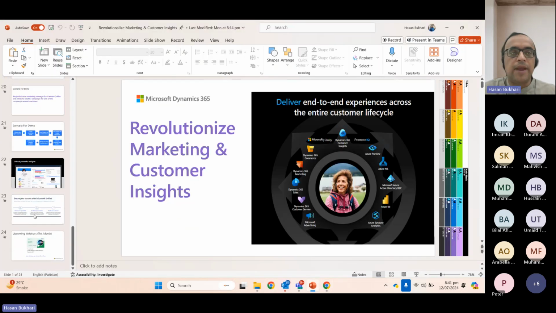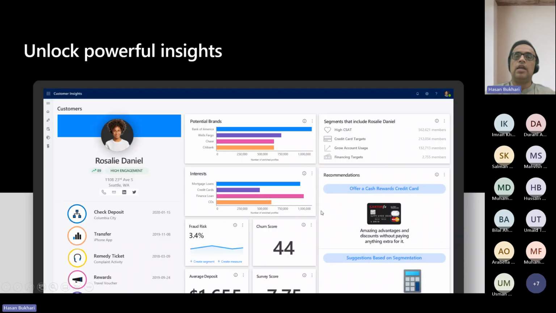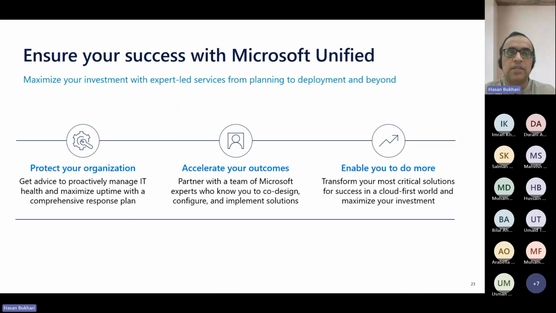So when we are coming back to the benefits, with the capabilities of Copilot in Marketing and Customer Insights, you can unlock powerful insights, whichever line of business you are in. With the help of the Microsoft Unified Fabric, you can ensure success in your organization, either you are an SME or an enterprise organization, and you can protect your organization while accelerating your outcomes, and also it will enable you to do more for your organization.